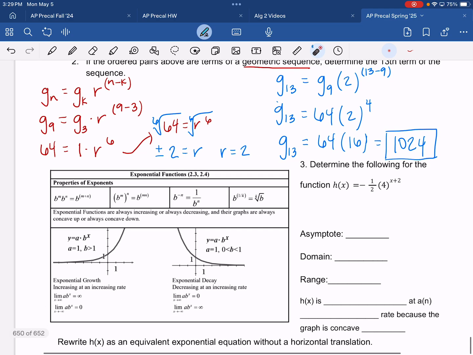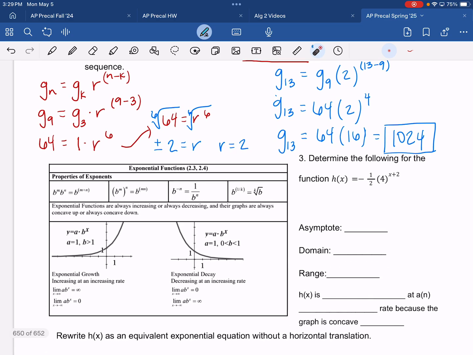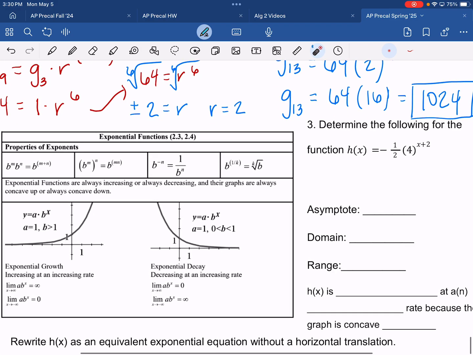Okay, y'all. How about we graph some exponential functions now? So, y'all, we're going to cover every characteristic of an exponential graph in one problem. Okay, so let's hit the high points. We've got this. This was 2.3 and 2.4 of our course. We went over the properties of exponents. You've been using them since Algebra 1.